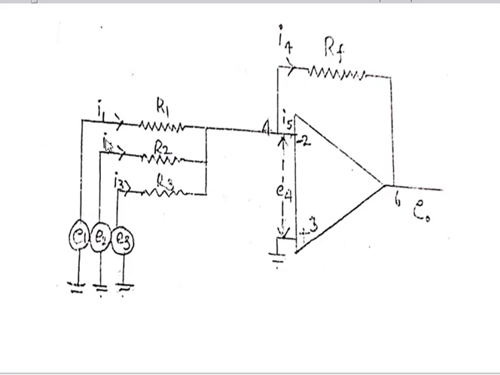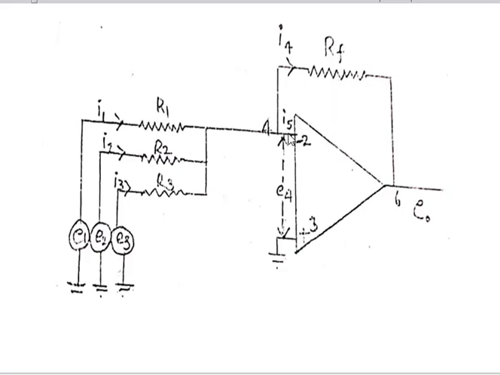E1 is passing through the resistor R1. The second voltage, E2, is passing through the resistor R2. The third voltage E3 is passing through the resistor R3. The current passing through the resistor R1 is I1. The current passing through the resistor R2 is I2. The current passing through the resistor R3 is I3. And the current I4 is passing through the feedback resistor.